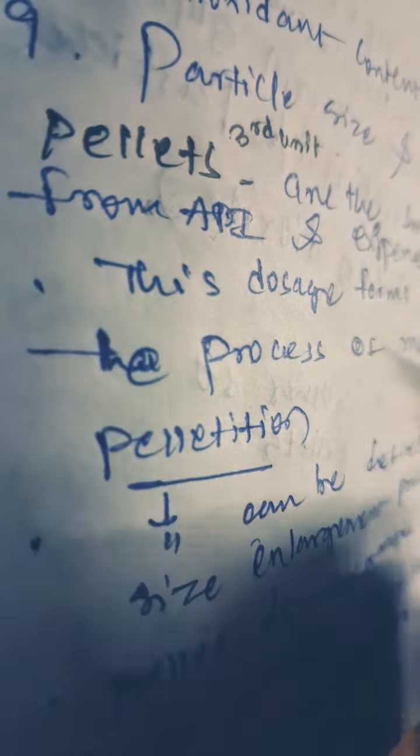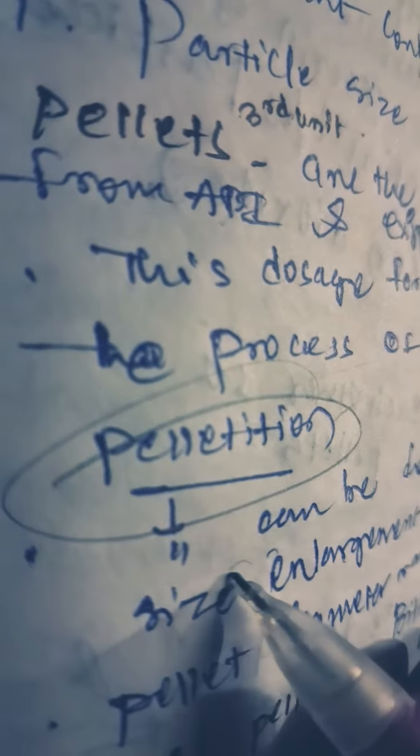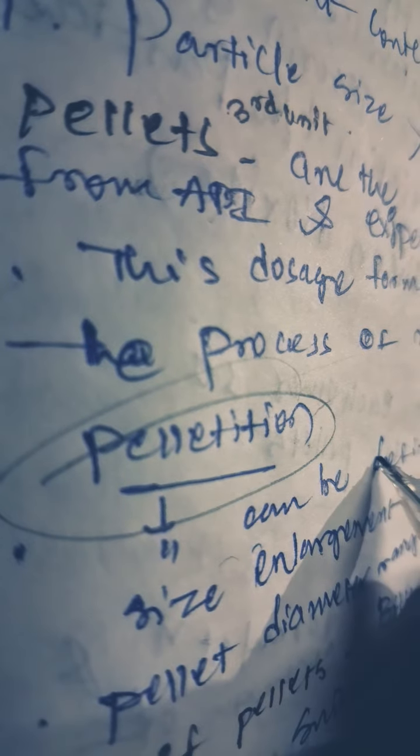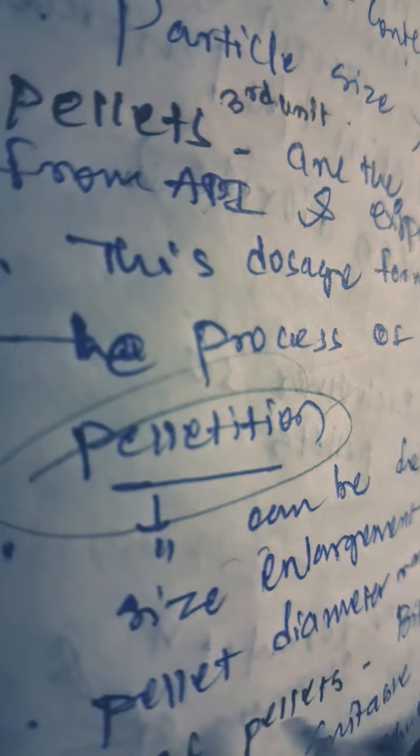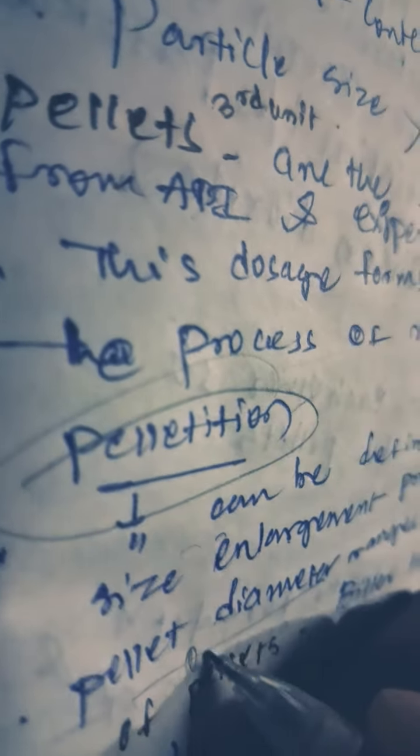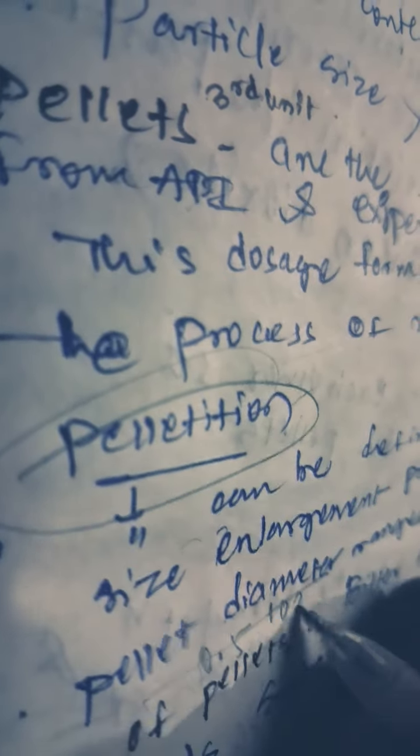Pellets. Pellets are small free-flowing particles made up of API and excipients. These dosage forms are used in oral administration, and the process of making pellets is called pelletization. Pelletization is defined as an accumulation process, which is a size enlargement process. Pellet diameter ranges from 0.5 to 2 mm.